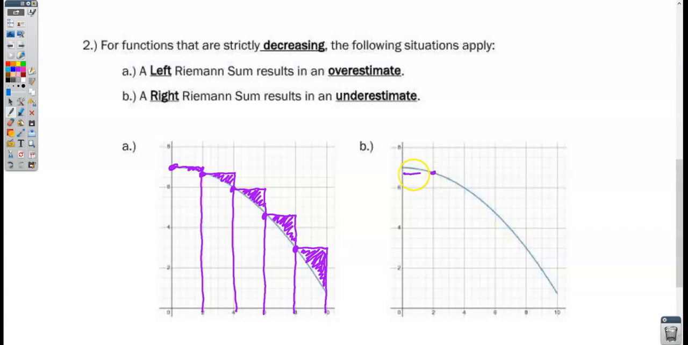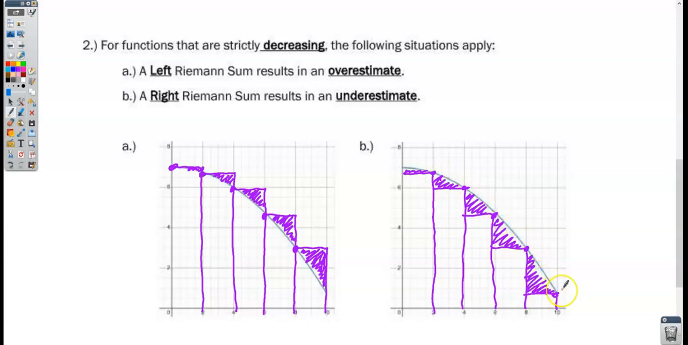And for the right Riemann sum, when the function is decreasing, we have all these gaps of area that is not included in our approximation, because the value of the function at the right endpoint is smaller than the value of the function anywhere else in the interval.